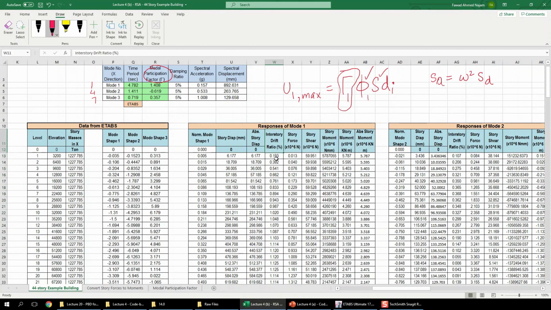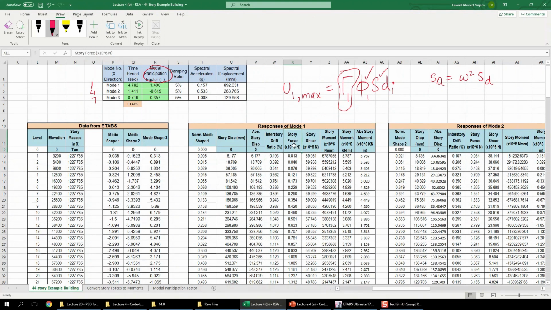The next step is to calculate the inter-story drift ratio, for example for the first mode, and that formula you already know. Here if you see the expression, it is simply the story displacement upper minus lower, divided by the elevation, which is upper minus lower. This gives you the inter-story drift ratio, and I multiply by 100 to convert it into a percentage.